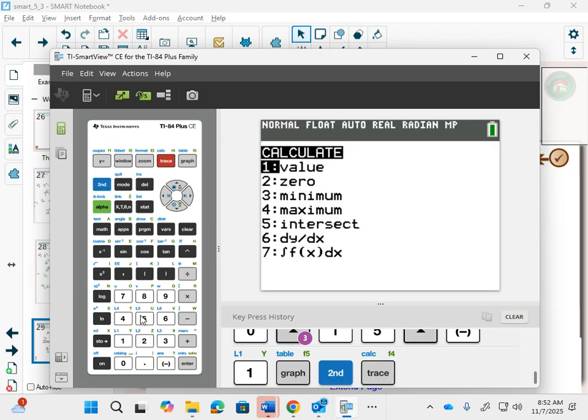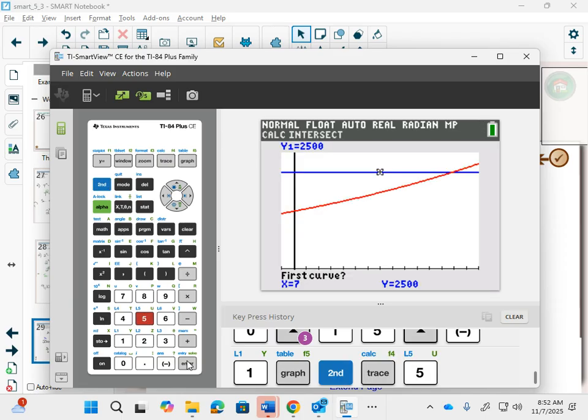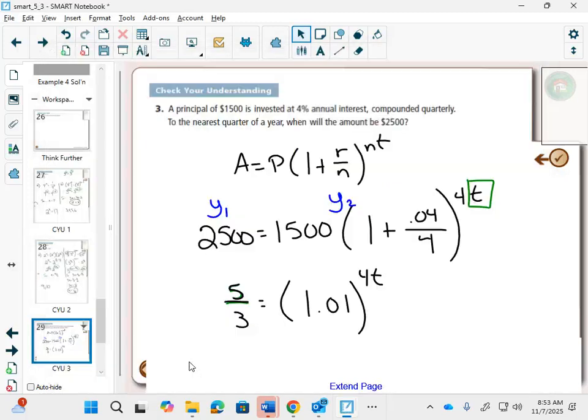On the graphing calculator, we're going to calculate number 5 where they intersect. Push enter on curve 1, enter on curve 2, enter when it says guess. And it was 12.834 to 3 decimal places. So always answer to 3 decimal places and then read the question.